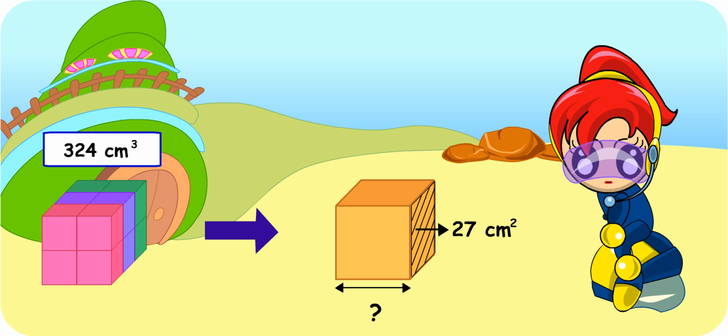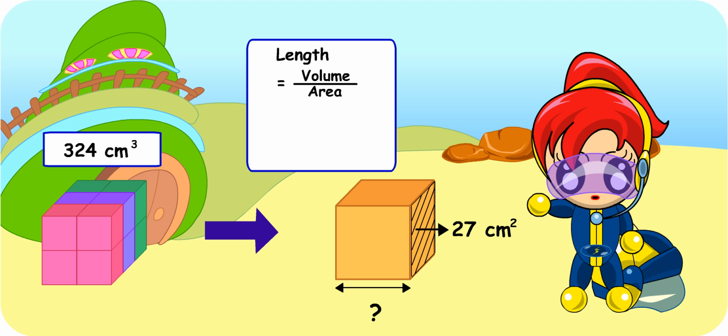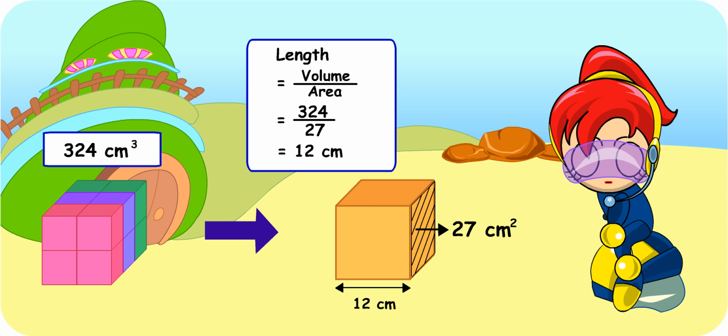can you show us how to find its length? That's simple. The area multiplied by the length gives the volume. To find the length, I have to divide the volume by the area. So the length is 324 cubic centimeters divided by 27 square centimeters, which is 12 centimeters. Good work.